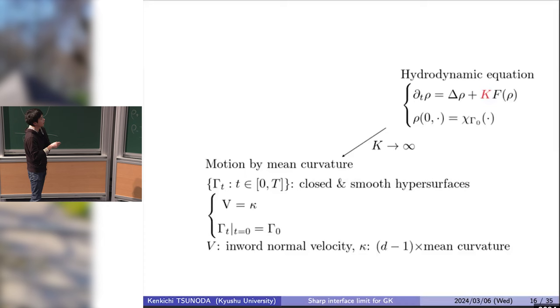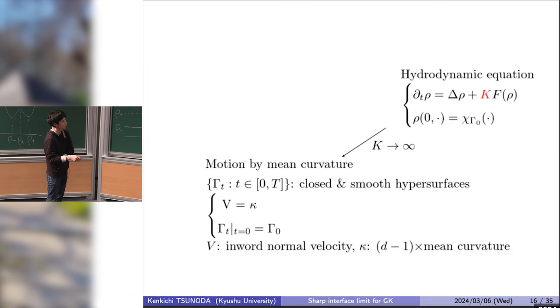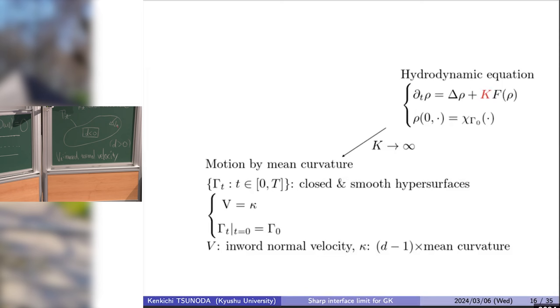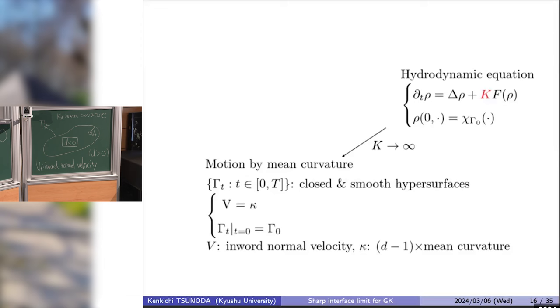Let's see this picture. For each time t, gamma t is just a simple closed curve in the 2D case. And at each point, its movement is given by this equation. So v is the inward normal velocity, and kappa is the mean curvature. So at each point, the inward normal velocity is given by the mean curvature. This is a well-known motion, known as the motion by mean curvature, or mean curvature flow.